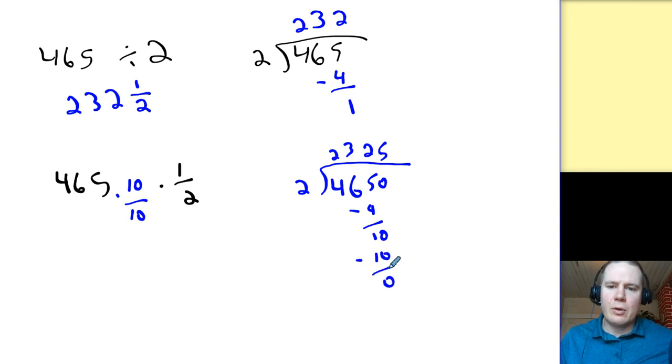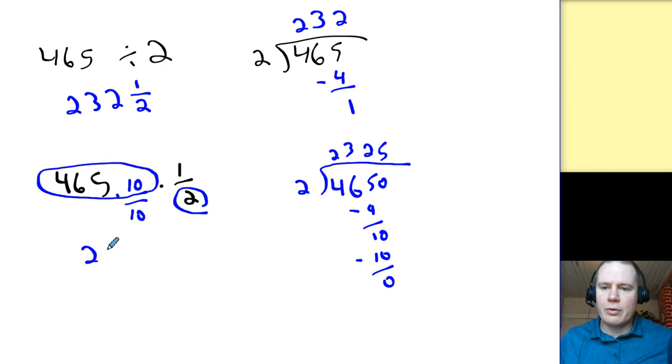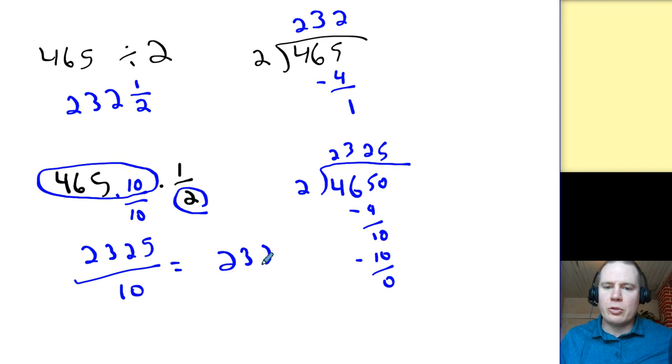4,650 divided by 2 is 2,325. But now I'm dividing by 10, right? I'm using the associative property. Multiply this by 10, multiply all of that by a half, and then finally associate it with the 1/10 by putting this 2,325 in the tenths place.